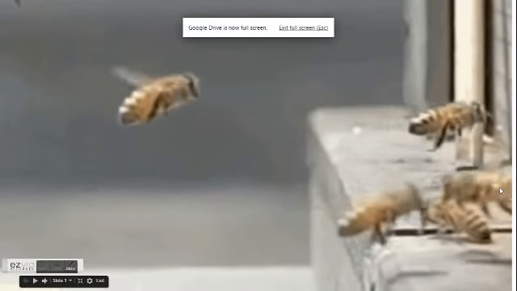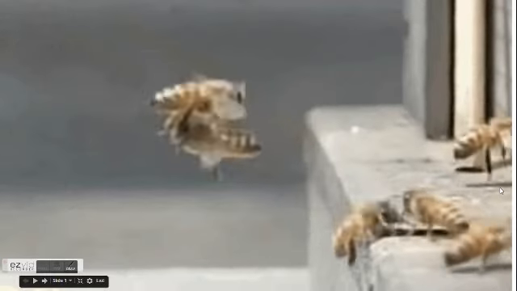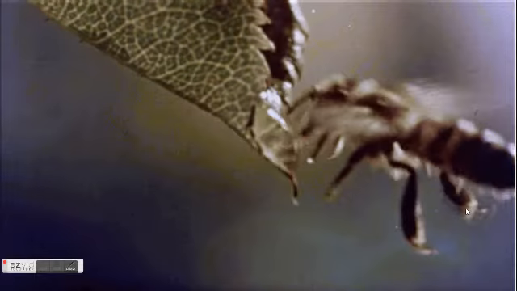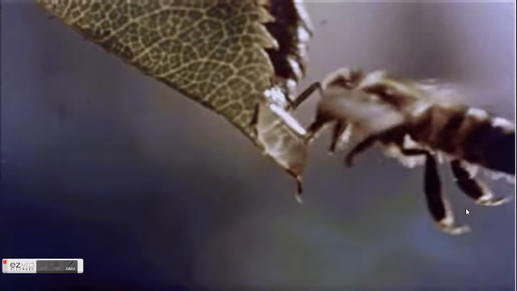Today, I'm going to bring you into the exciting world of the honeybee, the only insect that produces food for human consumption. How exactly do these bees make honey? Different honeybees have different jobs.